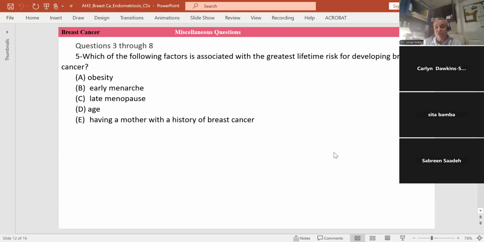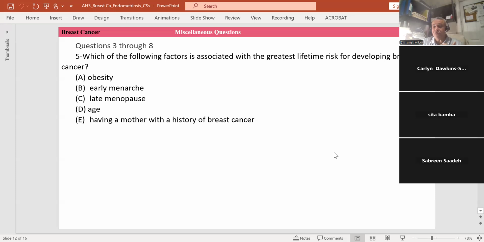So increased lifetime estrogen exposure is also a factor, but it's a minor risk factor for breast cancer. Obesity, early menarche, or late menopause, and low parity are associated with an increased lifetime estrogen exposure, and they are minor risk factors for breast cancer.